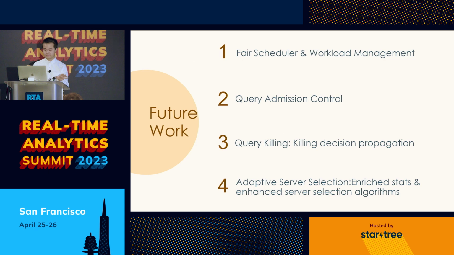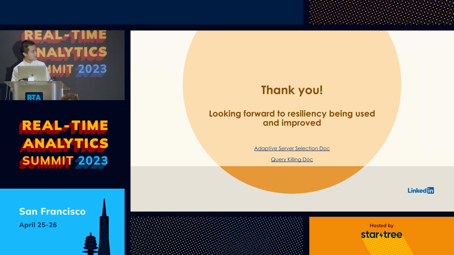And for adaptive server selection, we want to incorporate more enriched stats from the servers, like CPU load, memory load, to make the algorithm even more robust. And we really look forward to this resiliency feature being used and improved by the open source community.